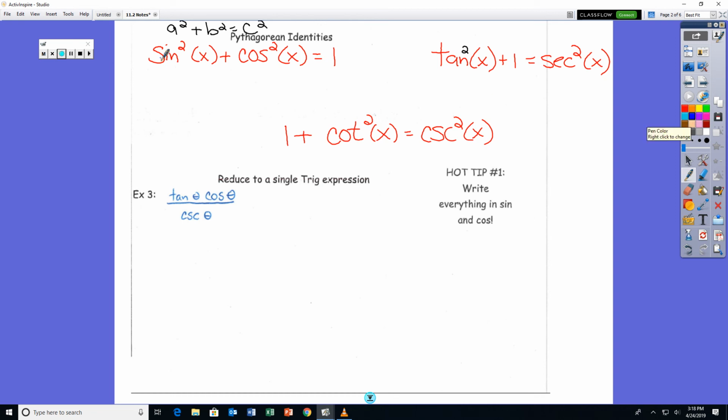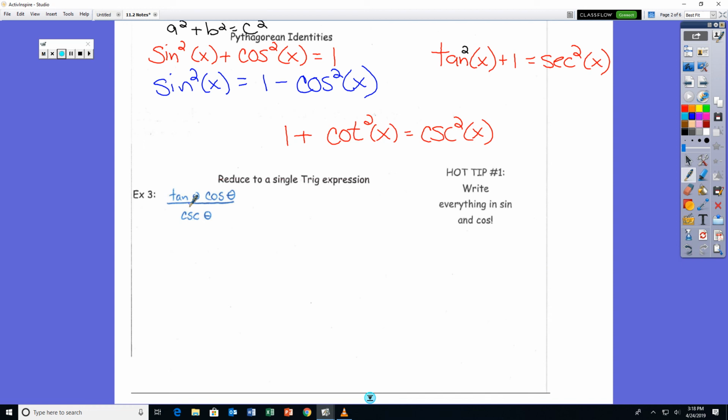For example, here, I could change this to say that sine squared of x is equal to 1 minus cosine squared of x. All I've done is taken my equation and rearranged it as needed. These are going to be used to supplement and replace in our various expressions. So again, I'm going to use my Pythagorean identities to try to reduce and simplify here.